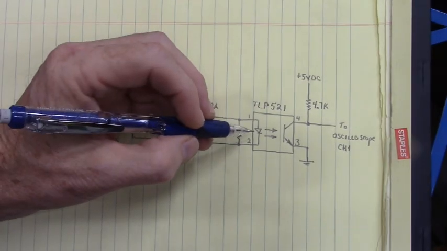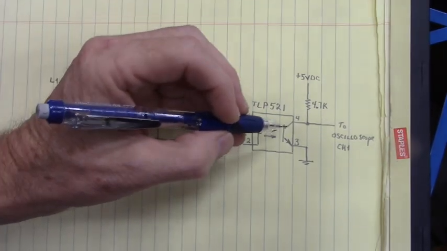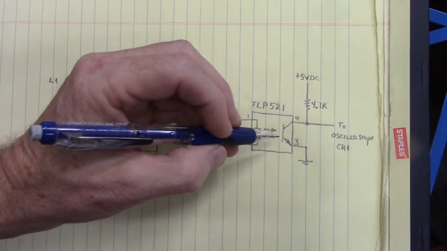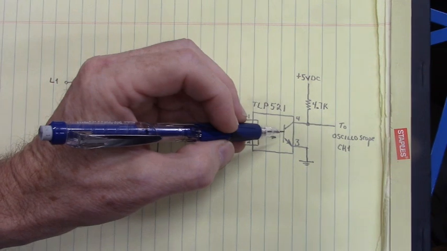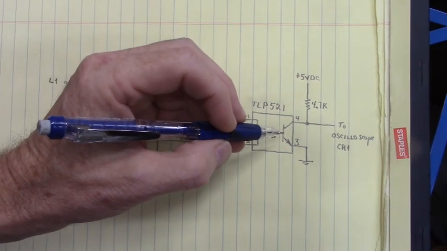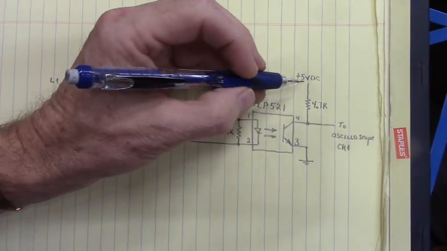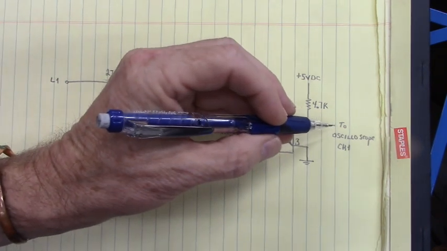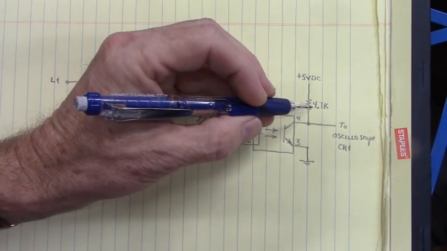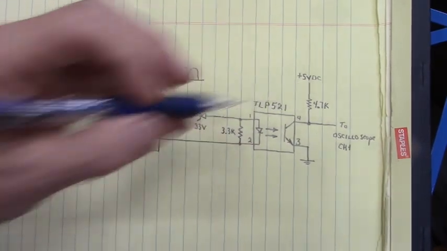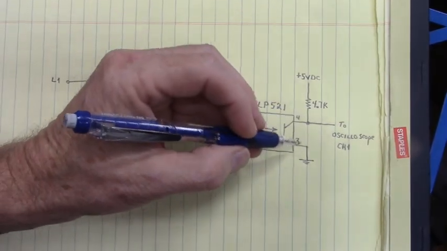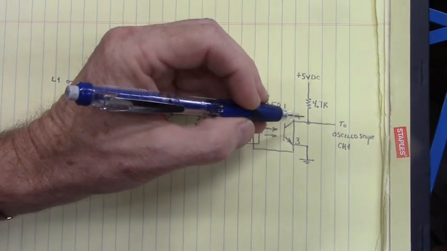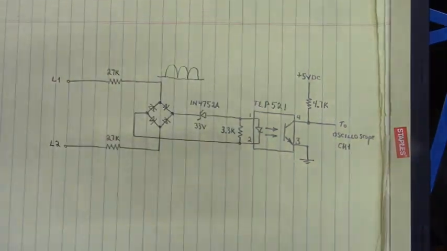When this LED is turned off, there's no photons hitting the base of that phototransistor, so the transistor's turned off. And we go high through this 4.7 kilo ohm resistor up to 5 volts DC. So on is at ground, off is at 5 volts.